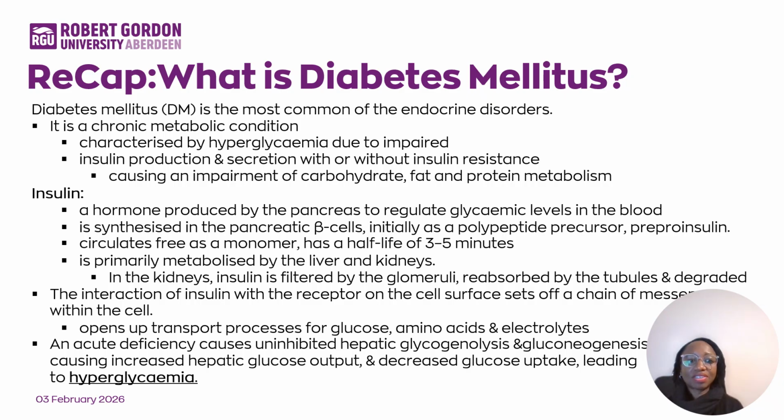Okay, so the interaction of insulin with the receptor on the cell surface sets off a chain of messages within the cell, which opens up transport processes for glucose, amino acids, as well as electrolytes. So an acute deficiency causes uninhibited hepatic glycogenolysis as well as gluconeogenesis, causing an increased hepatic glucose output and decreased glucose uptake, leading to hyperglycemia, high blood glucose levels.